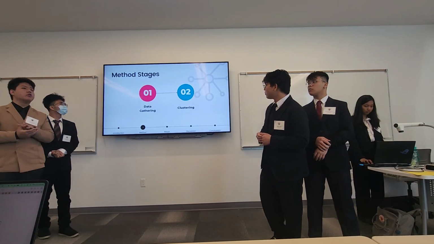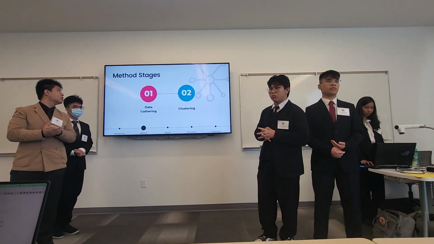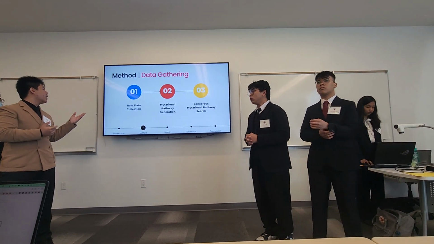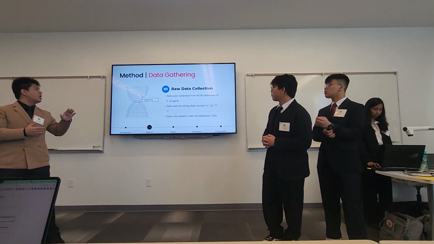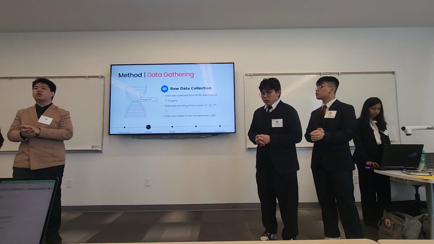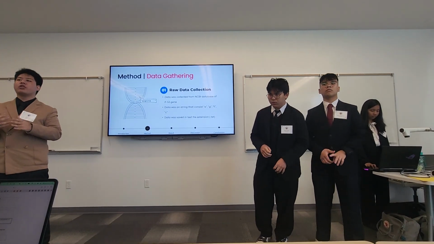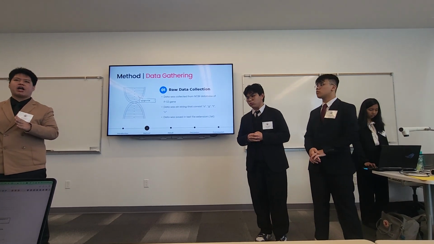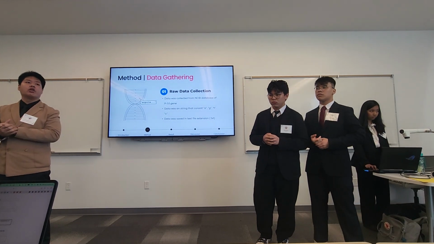Next. So here I will explain the main steps of our method, which are data gathering and clustering. The first one, we also divided into three steps, of which the first is the raw data collection. The data was collected from the NCBI database of the P53 gene. The data consists of strings which have the characters A, G, C, and T. The last one, we save the data onto a text file.